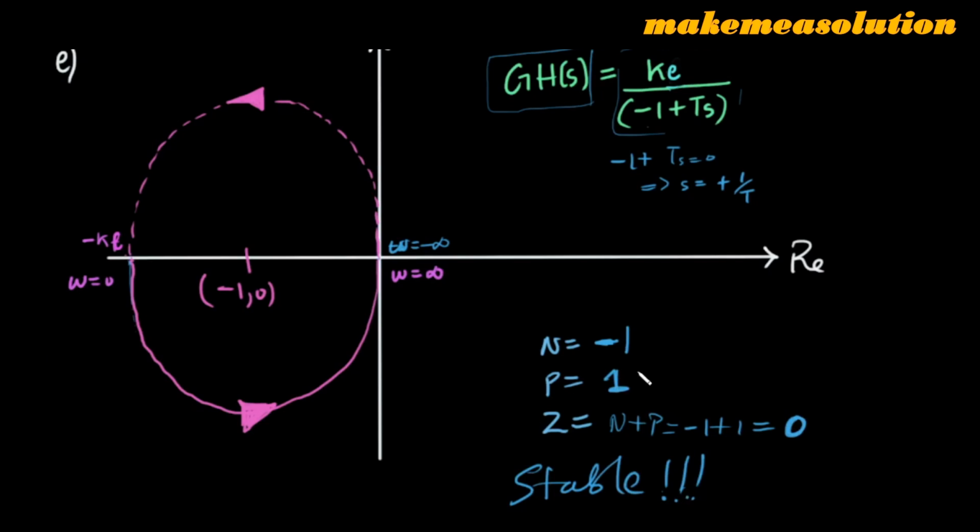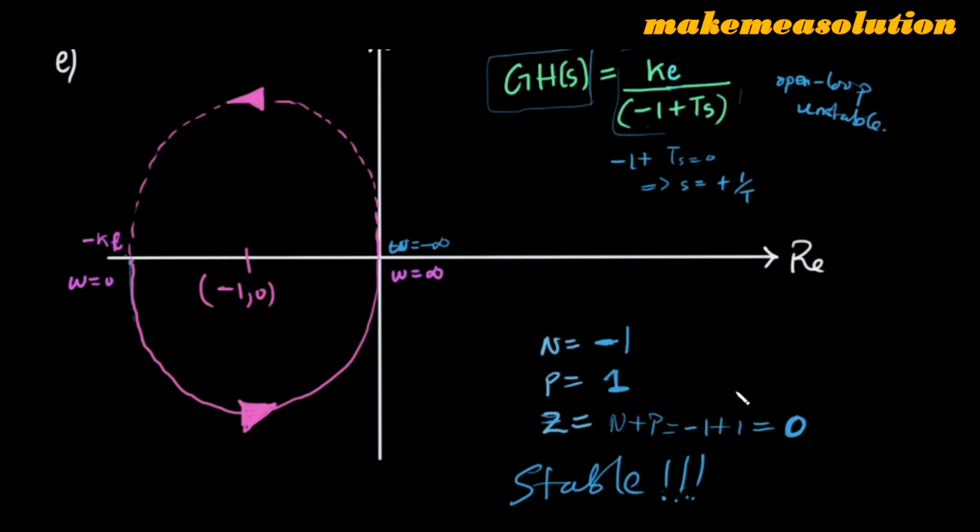So although it is open loop unstable, why? Because P is equal to 1 instead of 0. That means there's one pole on the right hand side. But since the overall system has Z equal to 0, which is the closed loop poles occurring at the right hand side being 0, it means that there are no poles of the closed loop system occurring on the right hand side, making the system eventually stable.